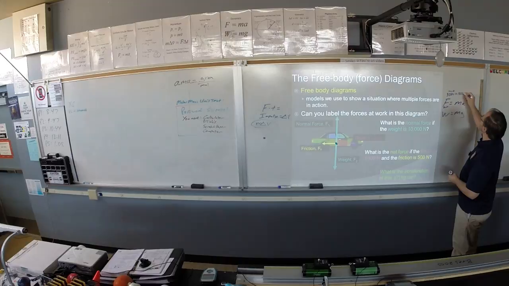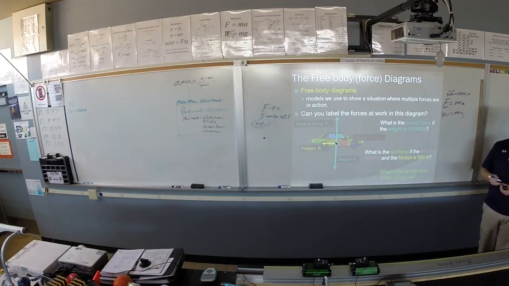We have a mass of 1,000 kilograms, and we're solving for a. Ordinarily, 500 divided by 1,000 is 0.5? Yes, sir. All right.